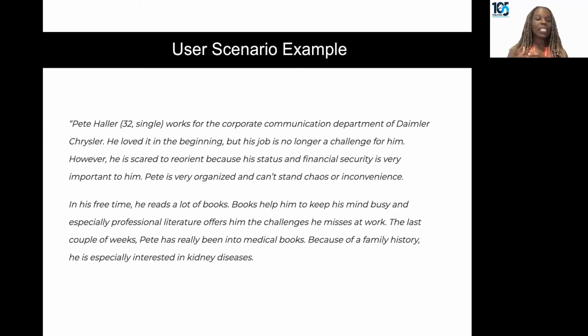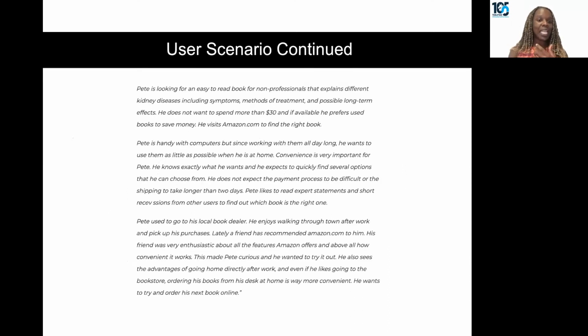The last couple of weeks, Pete has really been into medical books because of his family history. He's especially interested in kidney disease. He's looking for easy to read books for non-professionals that explain different kidney diseases, including symptoms, methods of treatment, and possible long-term effects. He doesn't want to spend more than $30. If available, he prefers used books to save money. He visits Amazon to find the right book.